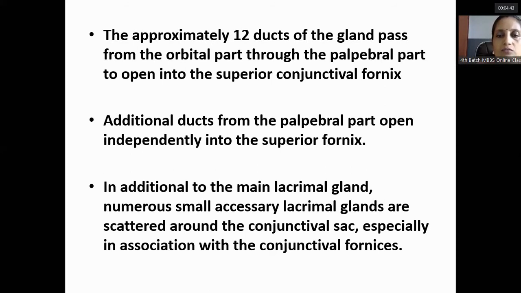In addition to the main lacrimal gland, numerous small accessory lacrimal glands are scattered around the conjunctival sac, especially in association with the conjunctival fornix. The tear film is made of 3 layers. We will discuss the tear film and the secretions by the different glands in the next class. Some of those glands are situated in the lid and some in the conjunctiva.